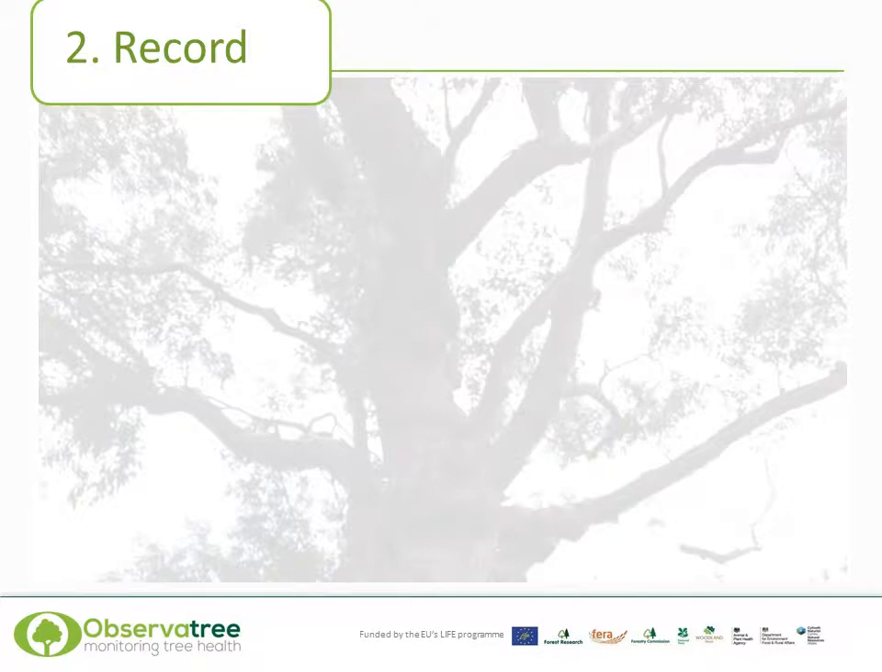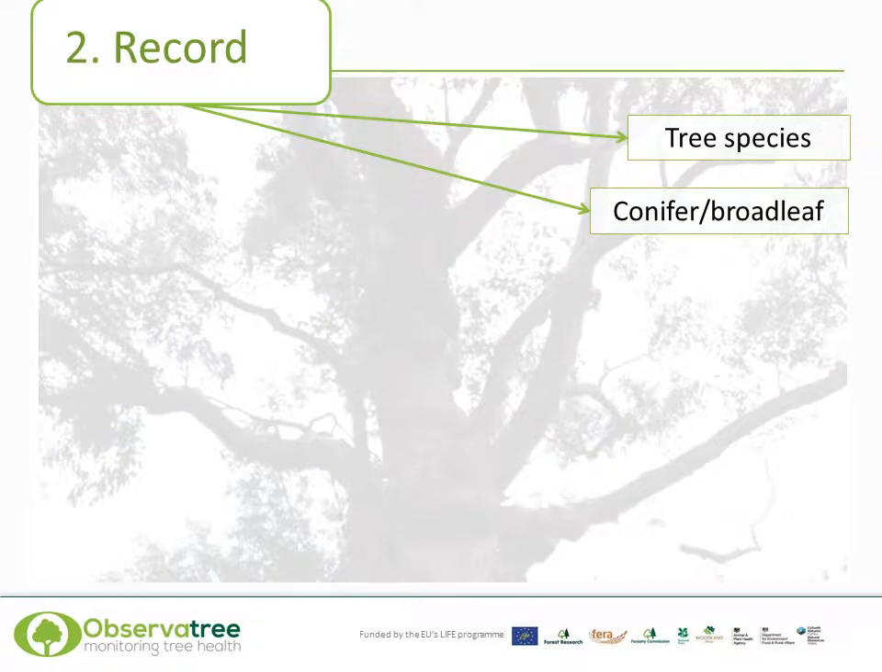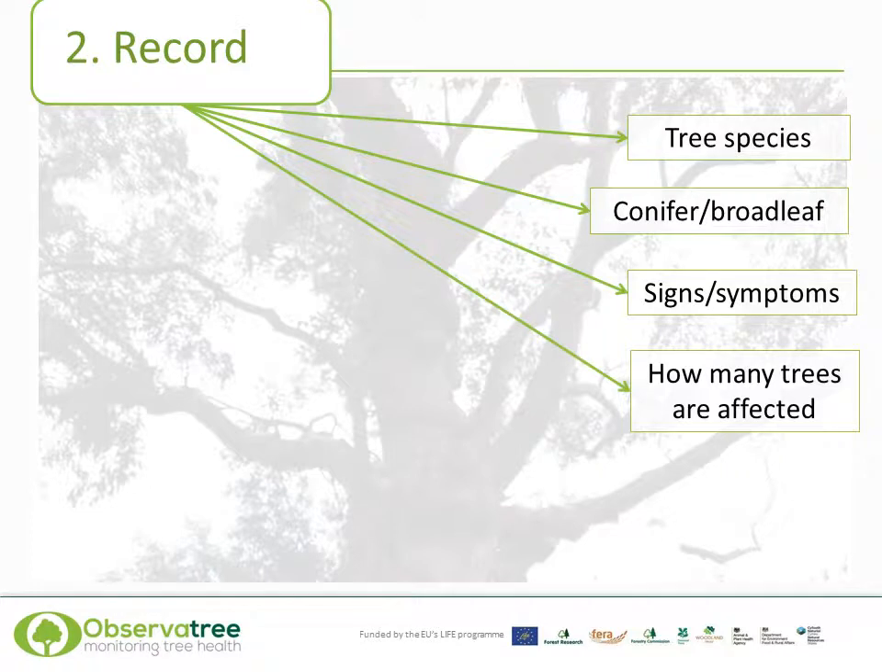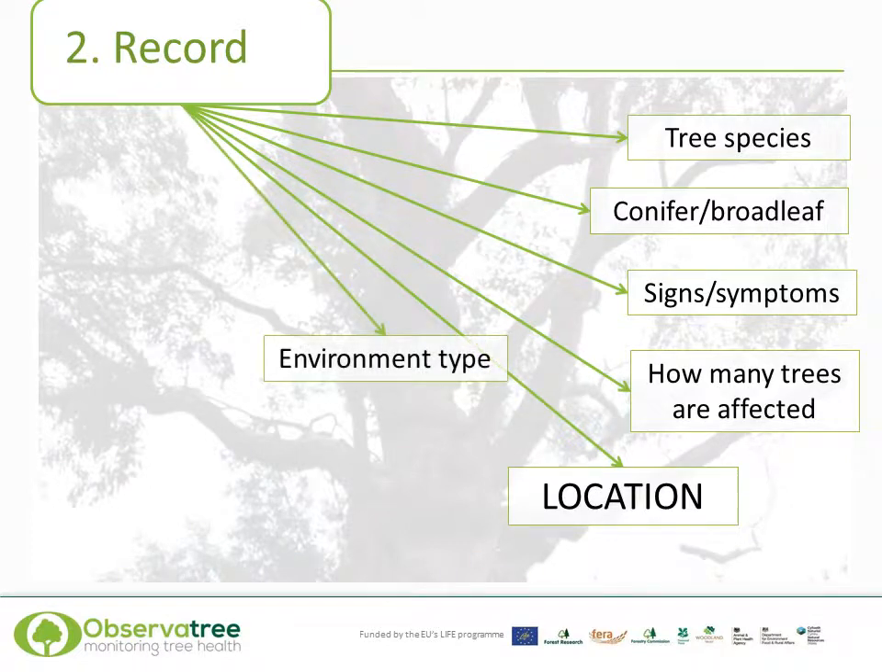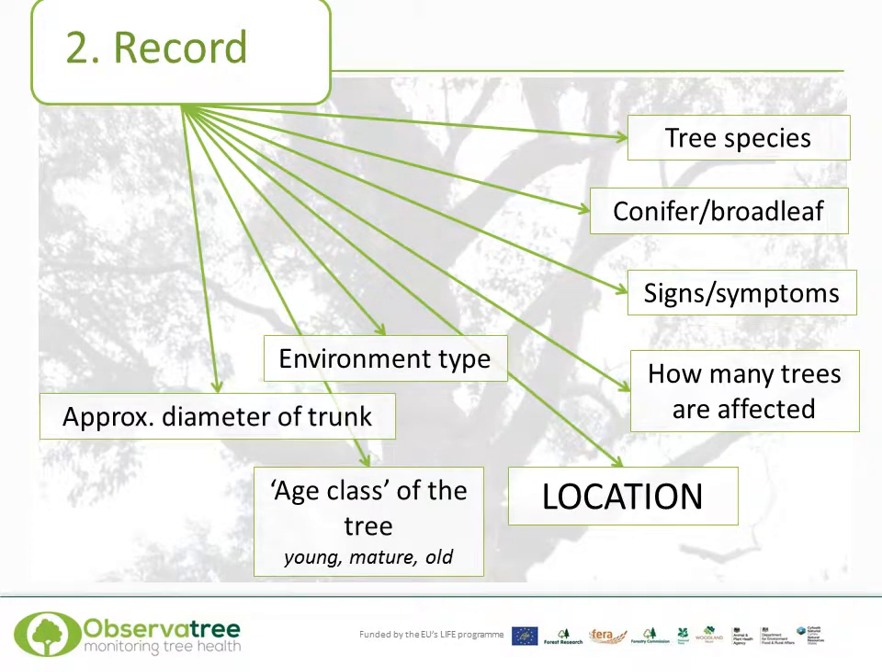Tree Alert includes a number of fields which need to be completed during the reporting process and are also useful for you to keep for your own field notes. This includes obvious information, such as the signs and symptoms you have spotted that might be causing ill health, how many trees are affected, and of course its location. However, it is also important to record environment type, such as forest or parkland, what age class you think the trees might be, an approximation of the diameter of the trunk, and whether it is newly planted or has been long established.